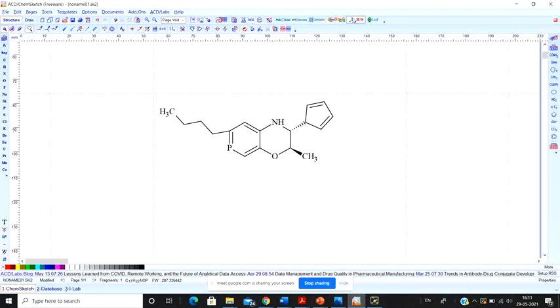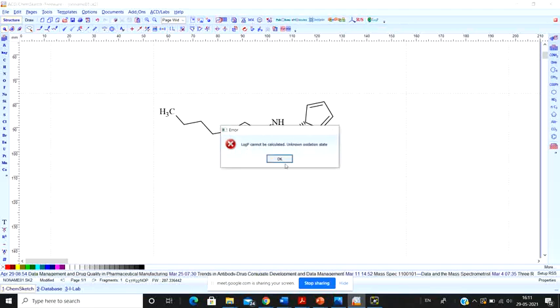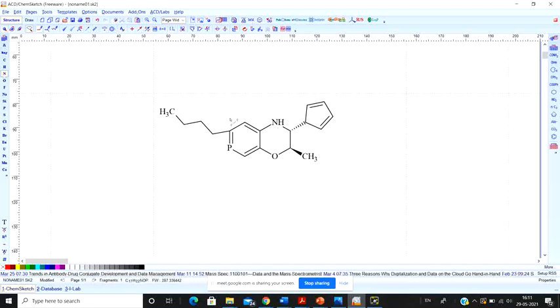How to calculate? See, just beside R and S there is an option called log P. Click on it, and it is automatically showing unknown oxidation states. I don't know for which element it is showing unknown oxidation states.